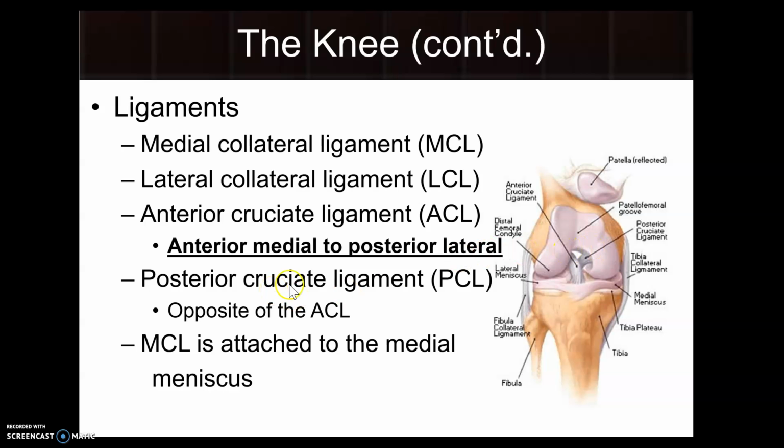The medial collateral ligament is a very vast ligamentous structure, as opposed to the lateral collateral ligament, which is just that little small pencil-like structure y'all palpated in class when I pointed that out on a valgus stress test. The MCL is attached to the medial meniscus as well. So here's your meniscus on the tibial plateau.